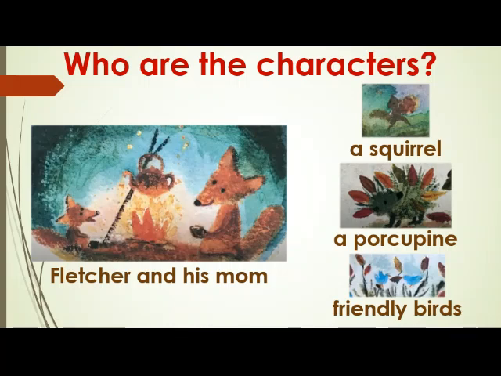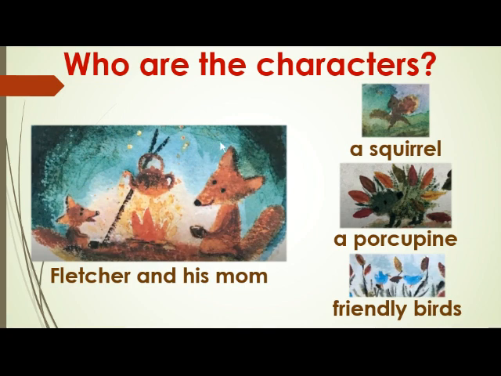Remember, we can ask who the story is about to find the answer. The main character is definitely Fletcher, right? We see him the most. He is on every page. His mom is pretty important too. She's in the beginning of the story, she's near the end of the middle, and she's at the end of the story too. So she reoccurs, and she is also an important character.